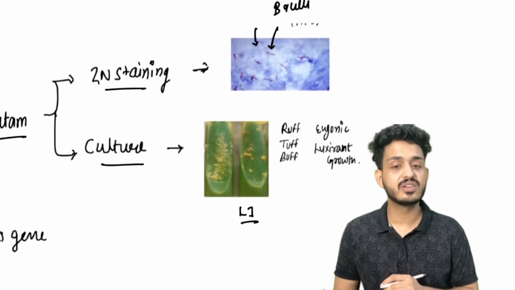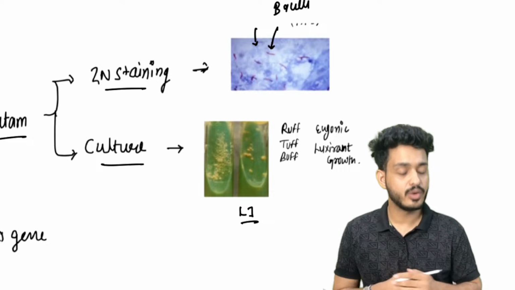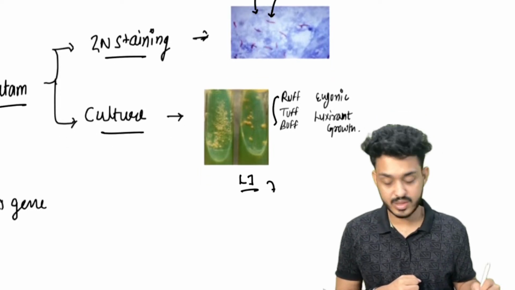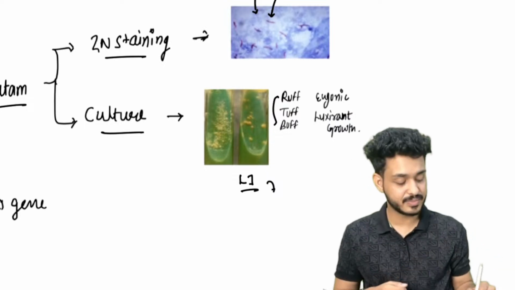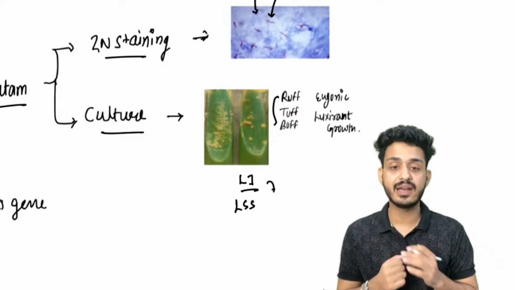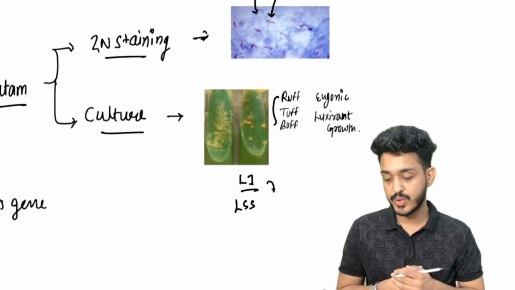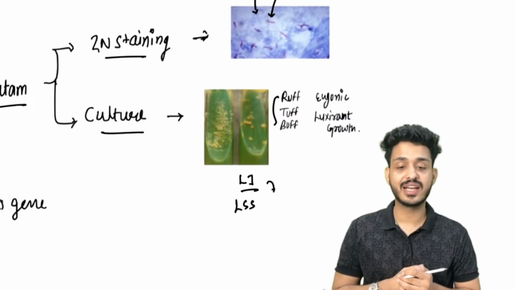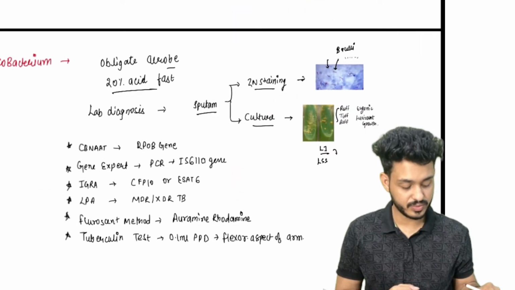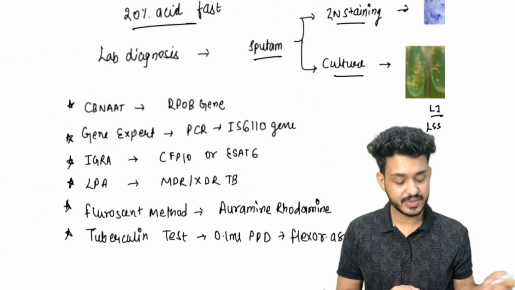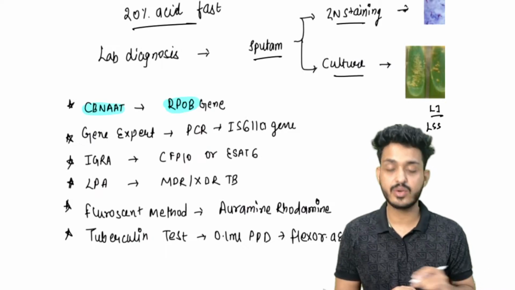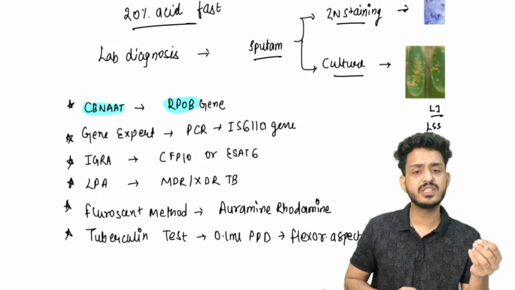In LJ media, you will be finding luxuriant growth, eugonic colonies, rough, tough and buff colonies. For LJ media and liquid media, what we were doing was speciation, guys. We were doing speciation for both of them, right? So what are the different tests we can do? These are the important one-liners you have to remember. CB-NAAT we are doing for the rpoB gene. rpoB means rifampicin.